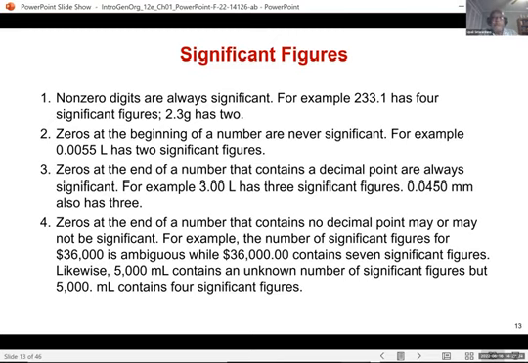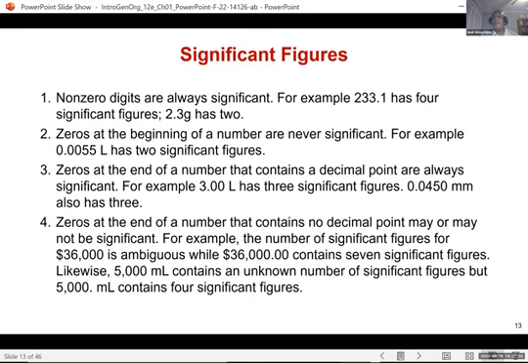This is different when you have a decimal point. Zeros after the decimal point are significant. For example, 3.00 liters has 3 significant digits, because these 2 zeros are trailing zeros after the decimal place.